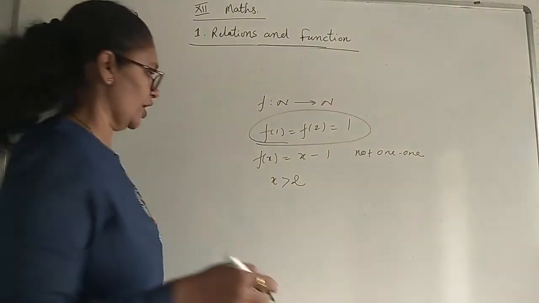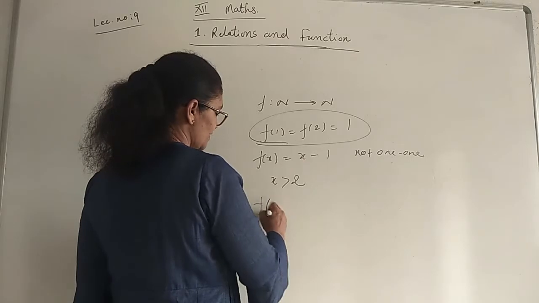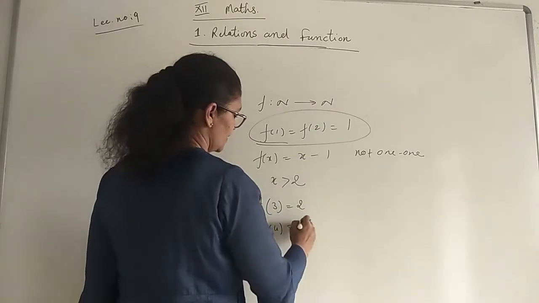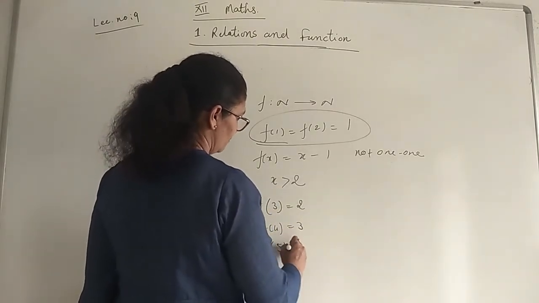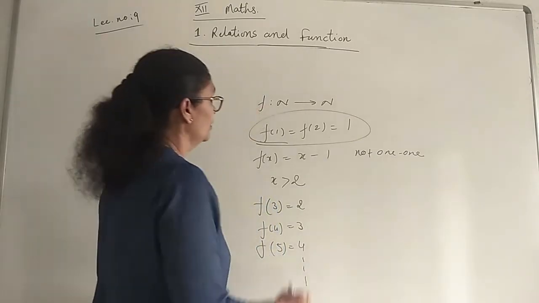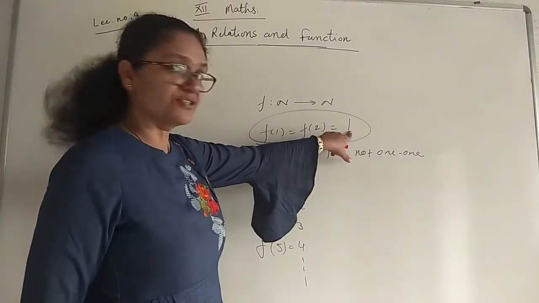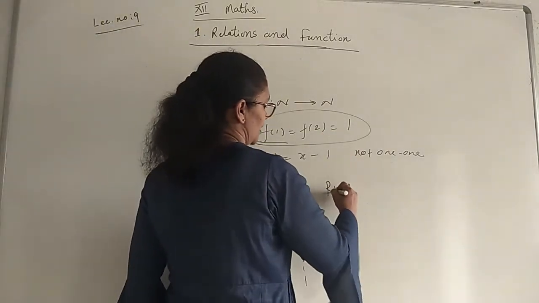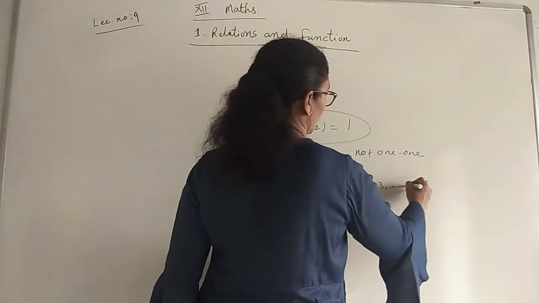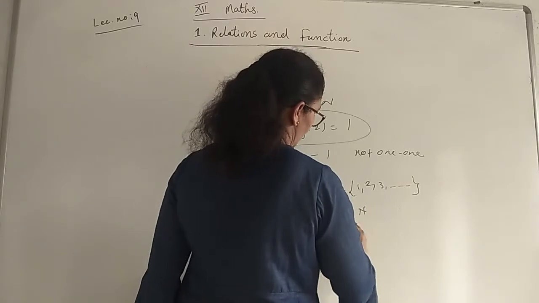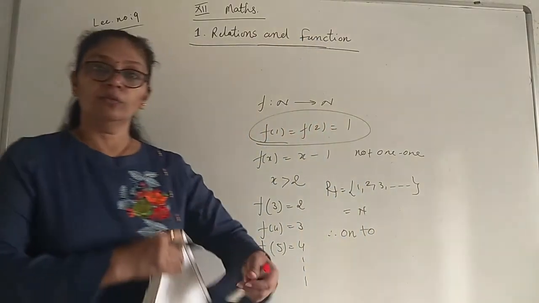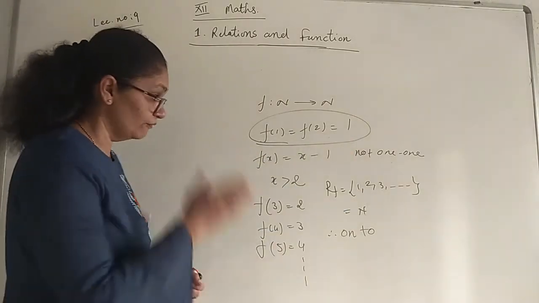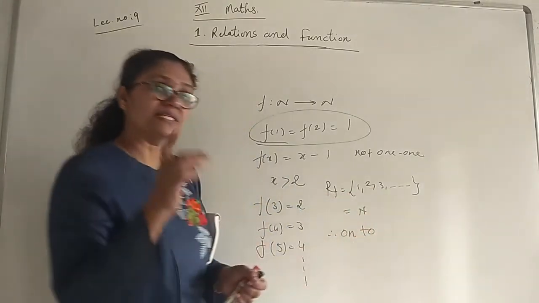Now for onto we have to check. So numbers should be more than 2. Let's start with 3. 3 minus 1 is 2. 4 minus 1 is 3. Then 5, 5 minus 1 is 4, and so on. So you check, we are getting 1 as the first natural number, then 2, 3, 4 and so on as the range. Range of the function is 1, 2, 3 up to all, the set of natural numbers, therefore it is onto. But not one-one. Why not one-one? Because for 2 different inputs we have the same answer. But why onto? Because range and codomain are the same.